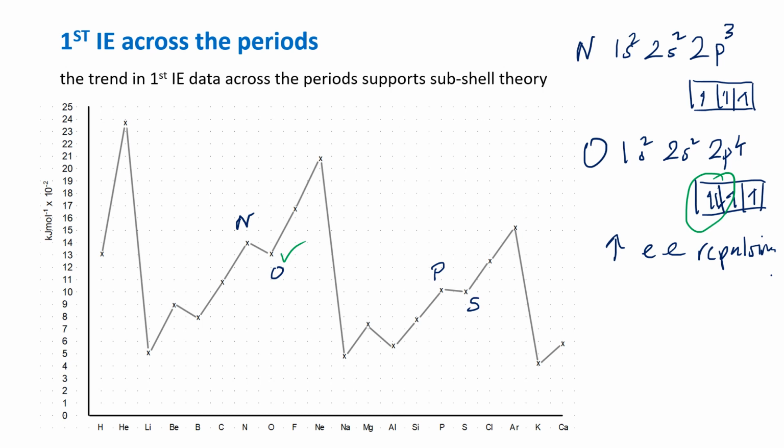We have exactly the same situation for phosphorus versus sulfur. It's 3p3 for phosphorus and 3p4, the highest energy electron subshells, for sulfur. So again, we have electron pairing for sulfur, orbitals occupied singly for phosphorus. So again, we see that sulfur is easier to ionize. It's easier to remove an electron because of the increased electron repulsions in the sulfur electron configuration.